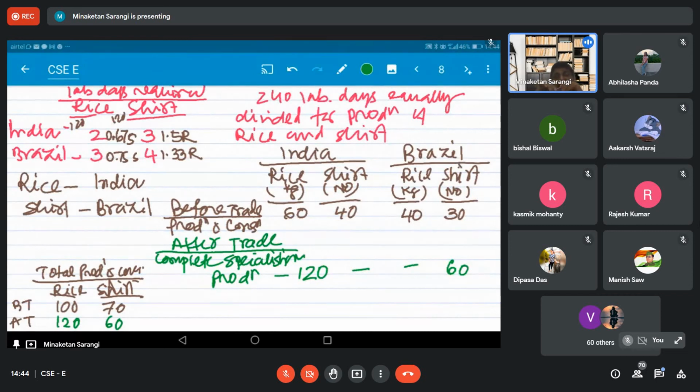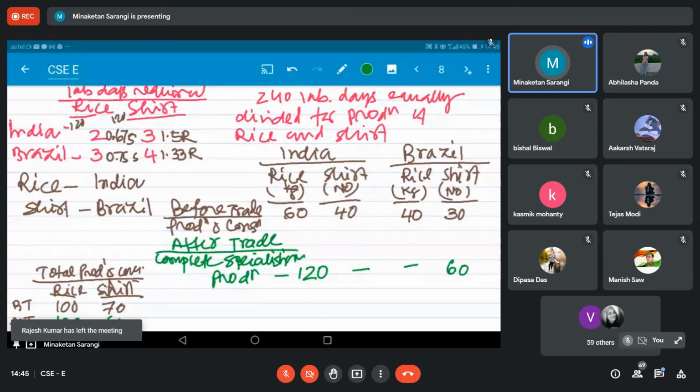Because both the countries require minimum 70 sats for consumption. But after complete specialization, only 60 sats has been produced. So when only 60 sats has been produced, then if at all there will be exchange of sats against rice, each country cannot be able to meet their minimum requirement of sats.